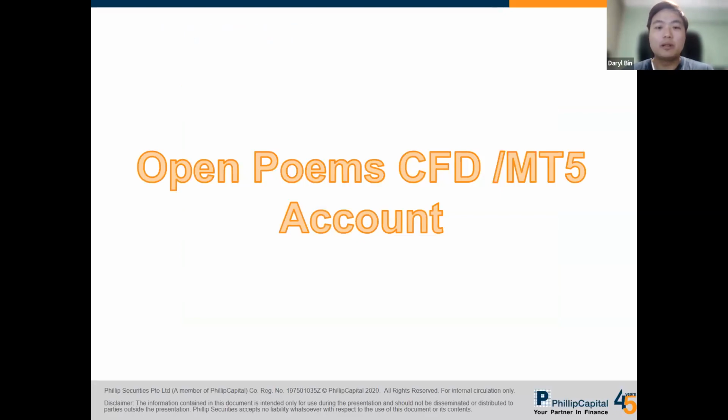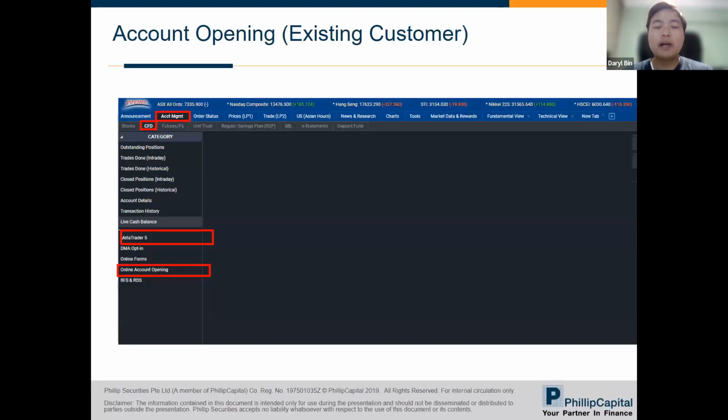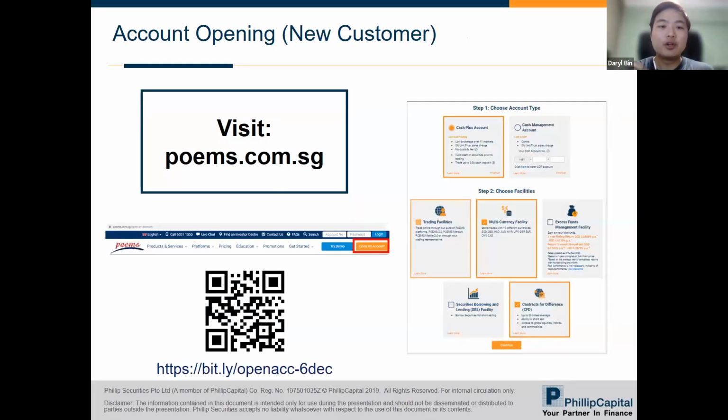So this is how you can open a POEMS CFD or MT5 account. For our existing customers, you can click on the CFD account here to opt in for MT5. For new customers, you can create an account via poems.com.sg and follow the steps. Alternatively, you can call your TR, or you can walk into the Phillip Investor Centres. Another alternative is you can scan the QR code at the bottom.